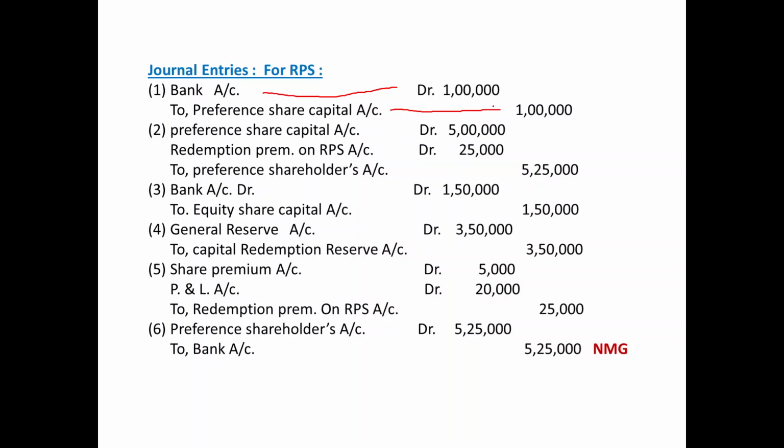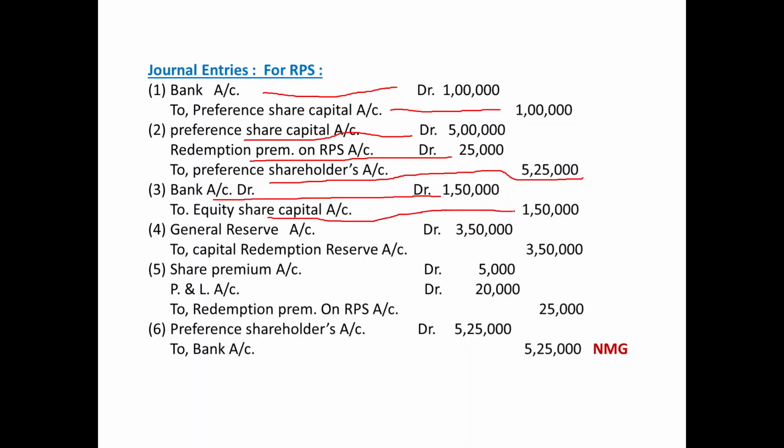Now the process has been started. Resolution in the board meeting for the redemption decision. Preference share capital account debited 5 lakhs. Redemption premium on RPS account debited 25,000, to preference shareholders account credited 5 lakh 25,000. Third journal entry for the fresh issue. Bank account debited 1 lakh 50,000, to equity share capital account credited 1 lakh 50,000.